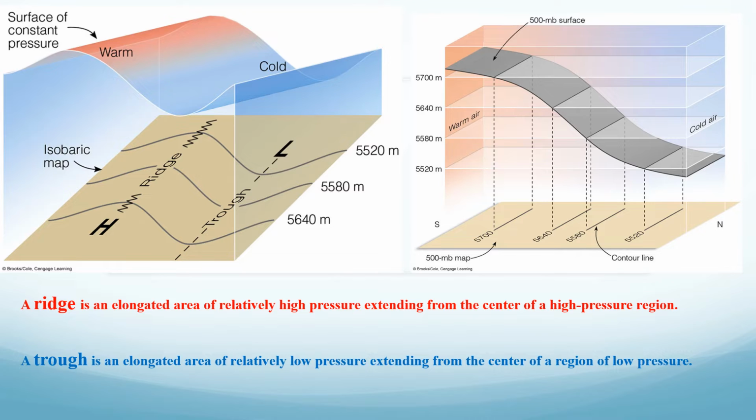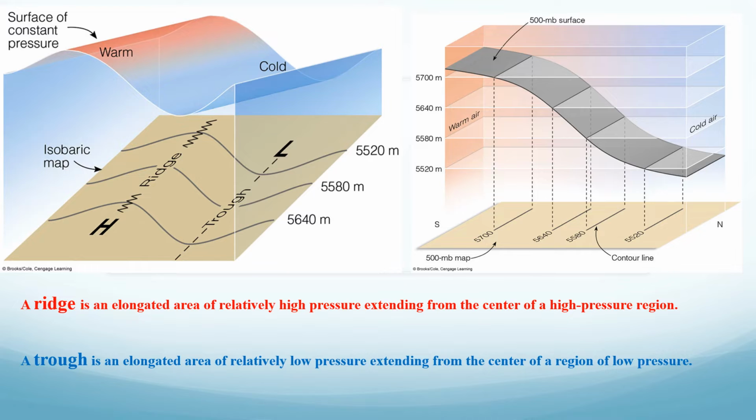The lines we are talking about, however, are not straight, they bend and turn. That bending and turning indicates a ridge, which we call an elongated high, where the air is warm. On the other hand, the trough is an elongated low, where the air is cold.